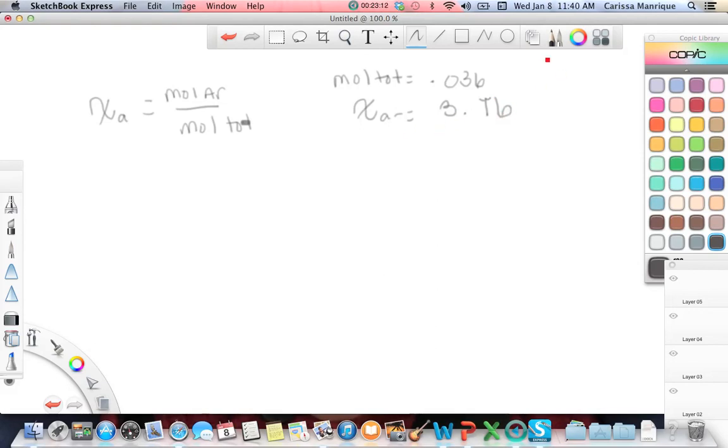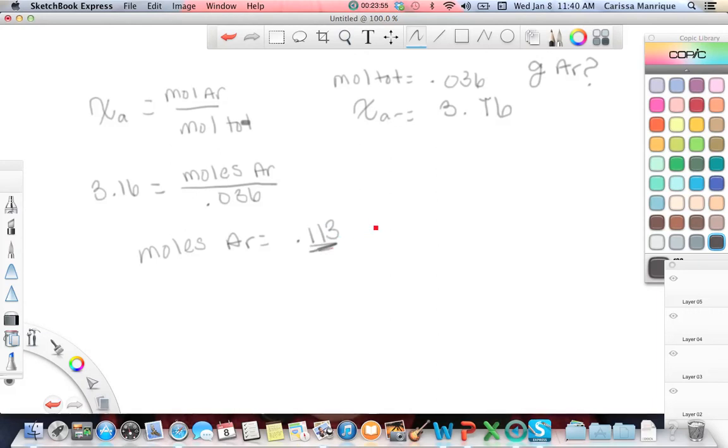Okay. Now let's remember, we're trying to solve for grams of argon. So if I can get moles, I can get grams. So let's put this in. I have 3.16 as my mole fraction, equal to moles of argon, which I'm trying to find, underneath there, and then my moles total are 0.036. So I'm going to multiply those out. So I get moles of argon equals 0.113.